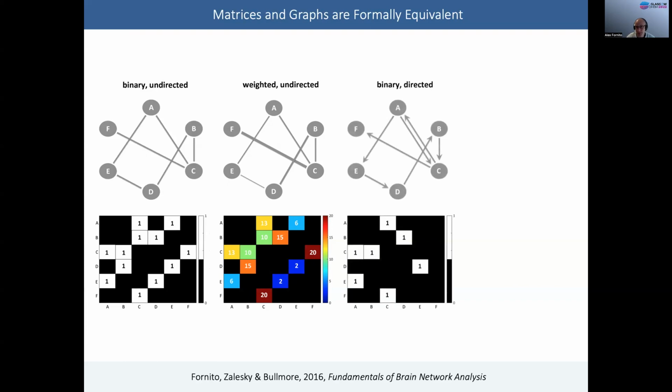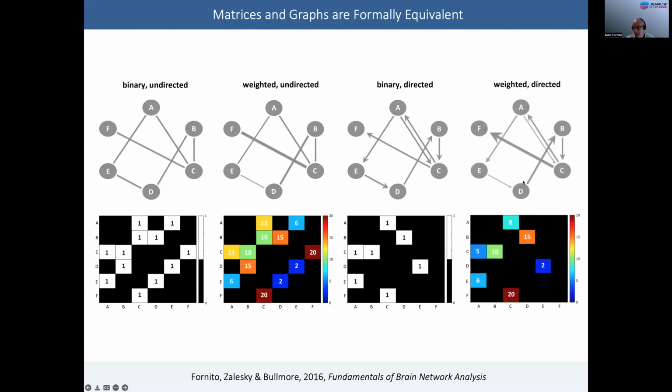Then we also have directed networks. So in this case, we have a binary directed network. You can see here that we have a connection going from A to E, but not vice versa. And in this particular case, we list outgoing connections down the columns. That choice is arbitrary. We're just using that convention here. So here, down column A, we see a connection to node E, but down column E, there's no connection to node A. So in this case, the matrix is asymmetric, representing directionality in the network.